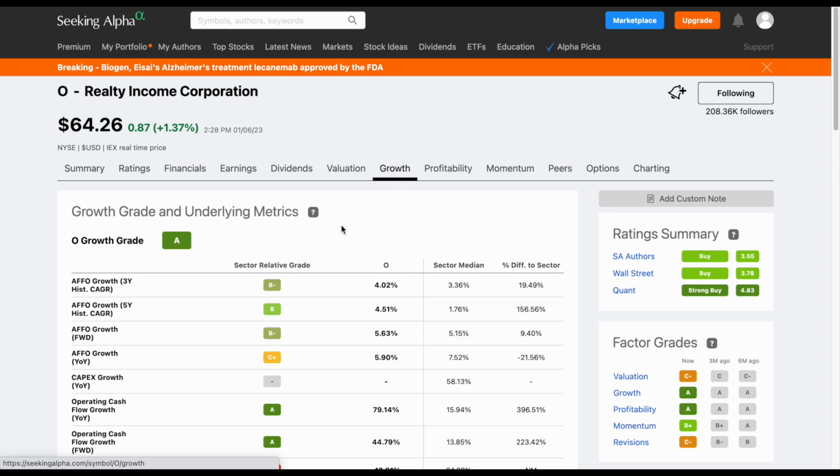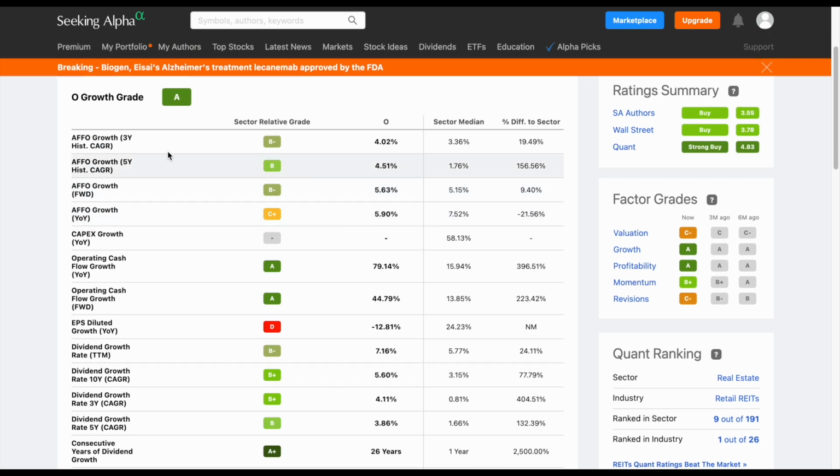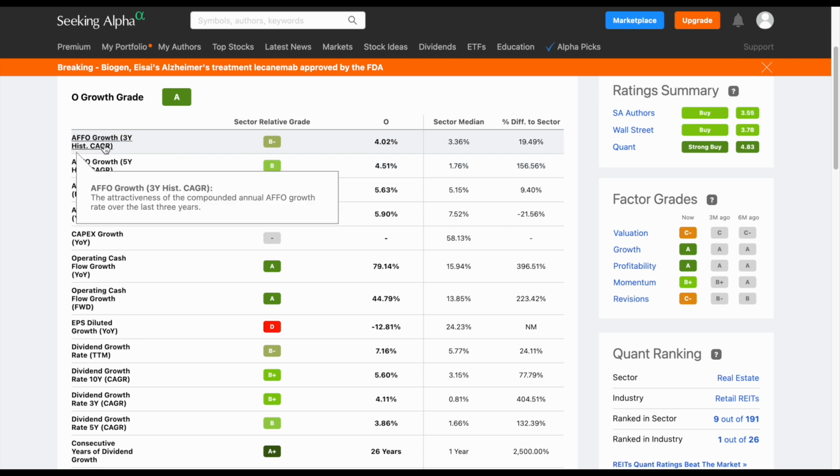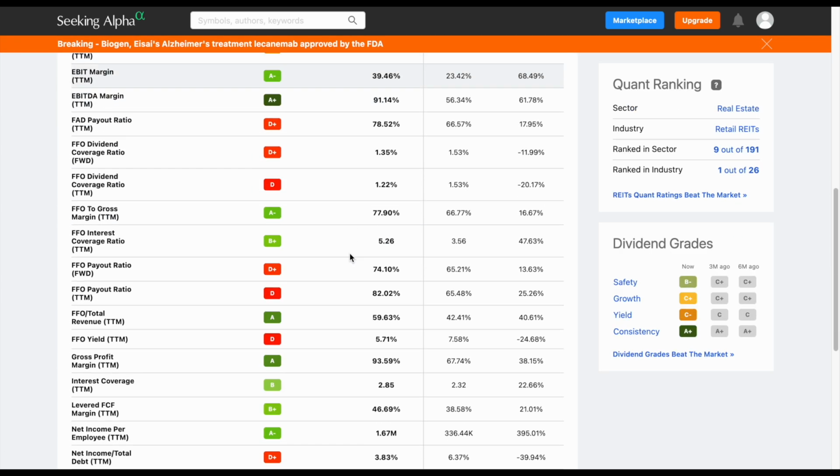Now, it's also going to have things like our growth rate projections. You can see, again, because we're looking at a real estate investment trust, it's going to show things like your AFFO growth rates. And it has a tab for profitability. You can see all of this data here as well.